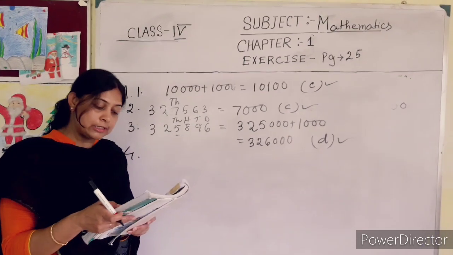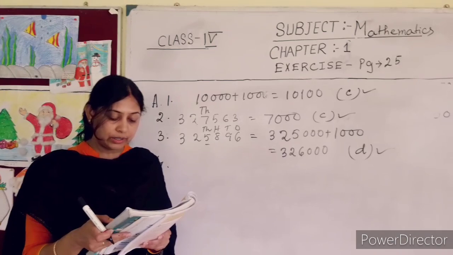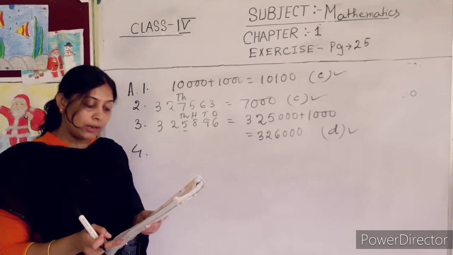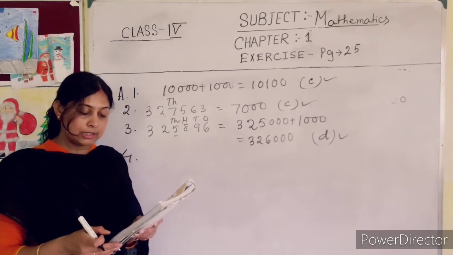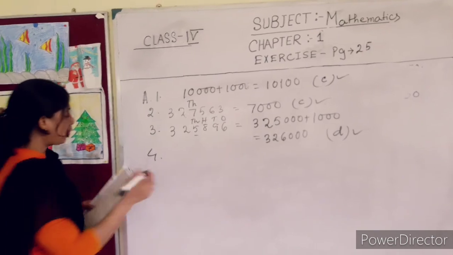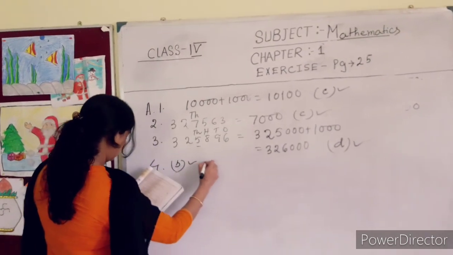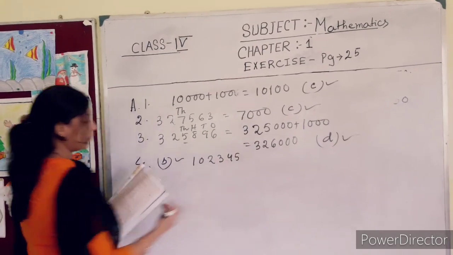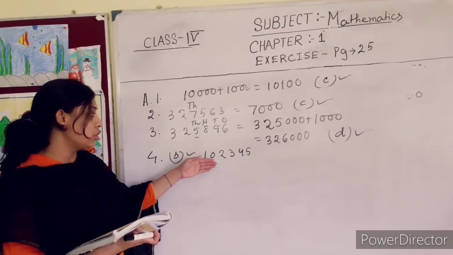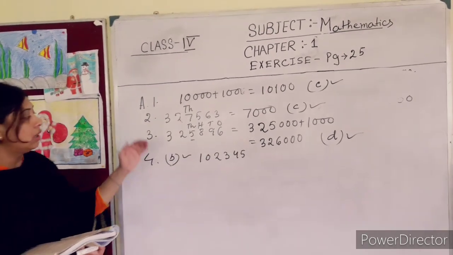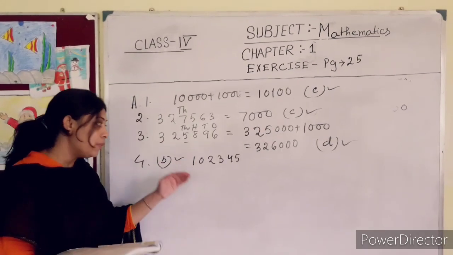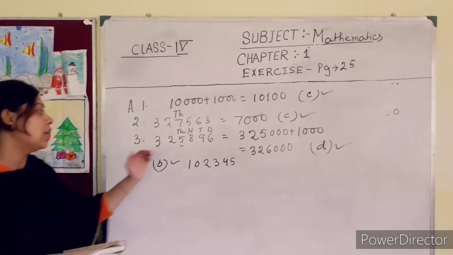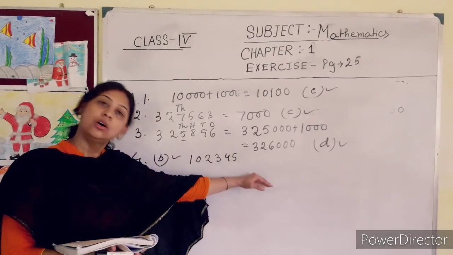The smallest 6-digit number with all digits different is when you arrange the smallest 6-digit number. Option B is correct: 1, 0, 2, 3, 4, 5. So that's why you will write this one. Otherwise, if 0 is not present, you can write 1, 2, 3, 4, 5, 6. Okay, clear?